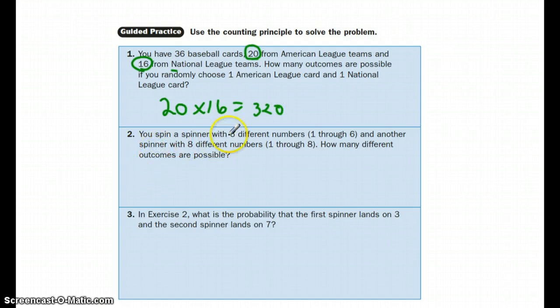Now here you have a spinner with 6 different numbers and another spinner with 8 different numbers. How many different outcomes are possible? Simply, we're going to take 6 times 8, and that is 48. In exercise 2, what is the probability that the first spinner lands on a 3 and the second spinner lands on a 7? Well, simply, it has one chance out of 48 to happen. You should now be able to get started on the homework.